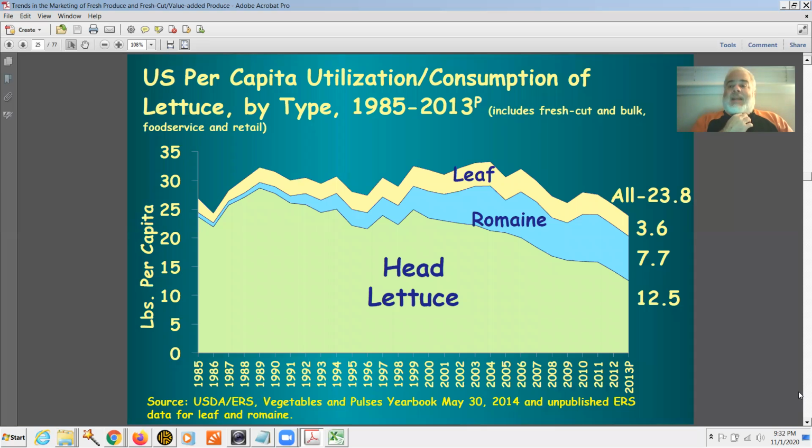Now here is an area chart. Now this, I think they call it a stacked area chart. So it is adding up all of the different products. So head lettuce, the big one, it's showing an area based on the pounds per capita per person in the range of 85 to 2013. So how many pounds per year per person are being consumed of head lettuce? What about romaine lettuce? What about leaf lettuce? And it just adds them up.